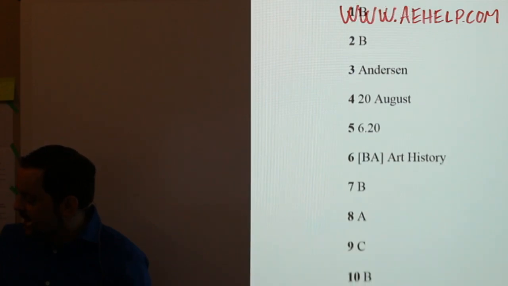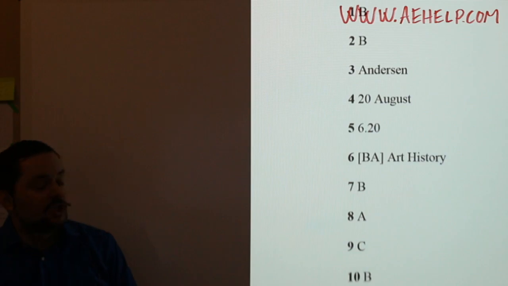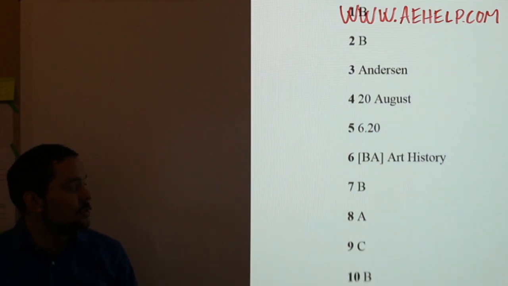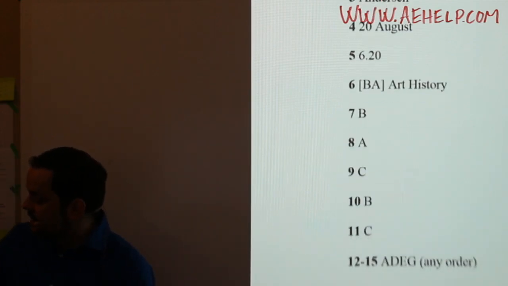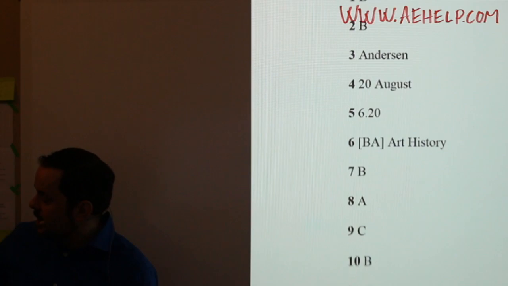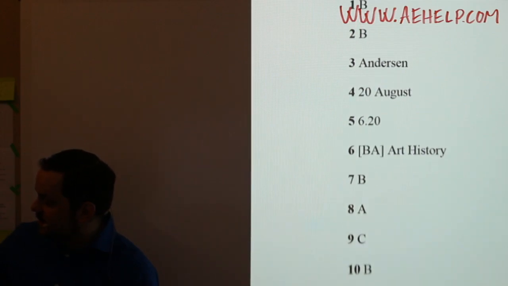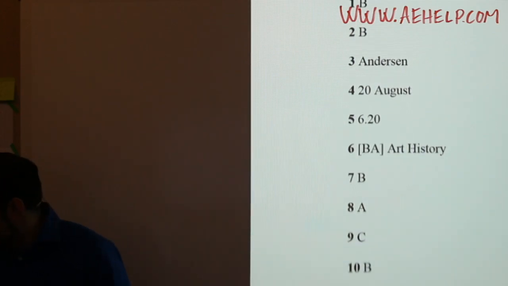All right, number 7 is B. Number 8 is A. Number 9 is C. This was the question asking about which class the student is enrolled in for spring, which class the student is not enrolled in, and which class is the student, I think, taking in the summer. So the answers for 7, 8, 9 are B, A, C. I have to be careful. I don't want to show you the answers for the next part.